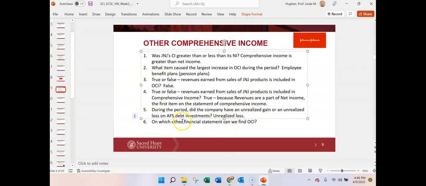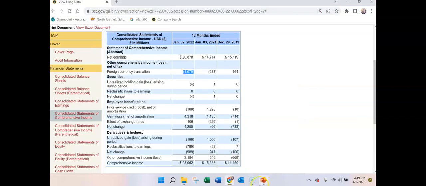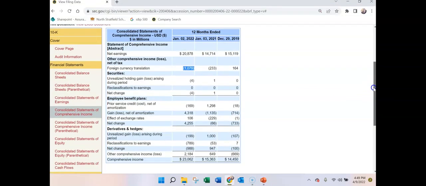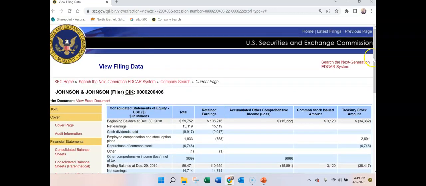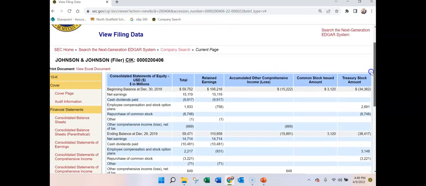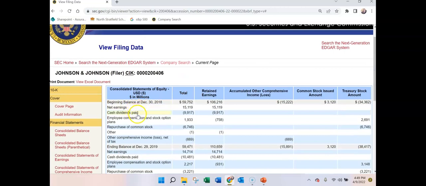And six says, on which other financial statement can we find other comprehensive income? Now, we haven't covered this yet, but just to give you a little peek into what we're going to cover soon, if we look at this statements of equity, let's just take the first year that's shown here: net income, dividends paid. And then here we see the other comprehensive income components, employee compensation. Oh, sorry. Here we see the other comprehensive income.